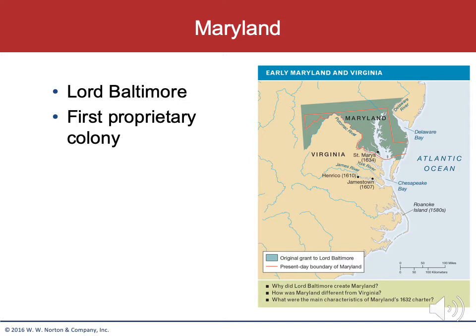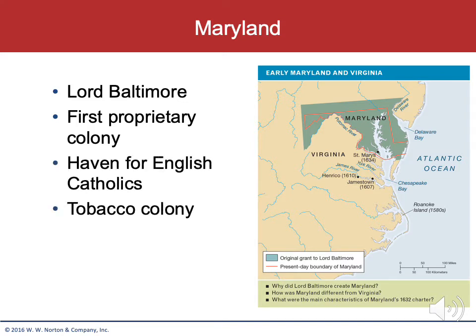And the initial capital is going to be in St. Mary's. So tobacco was also the main staple here. Maryland will have a disputed border at one point with Pennsylvania that we'll talk about later. But it becomes a major tobacco grower as well.